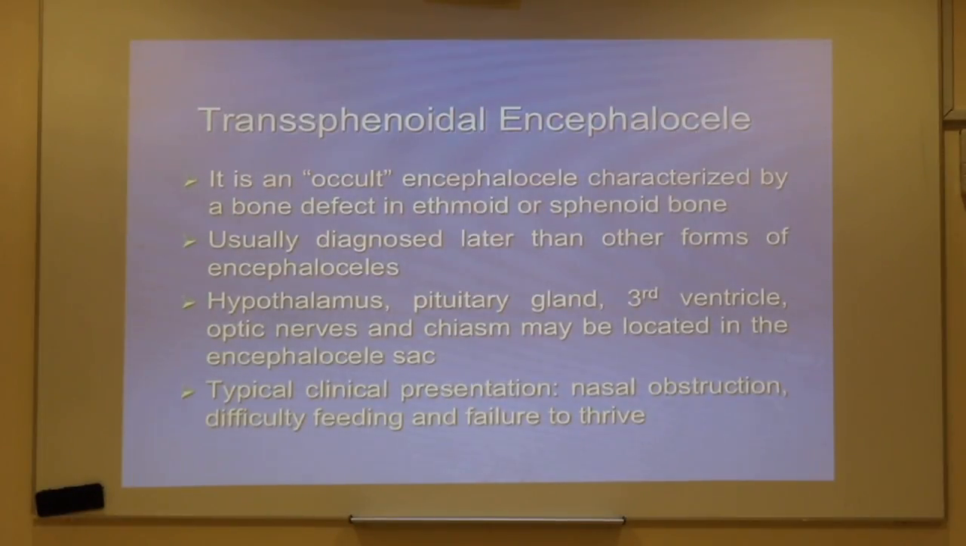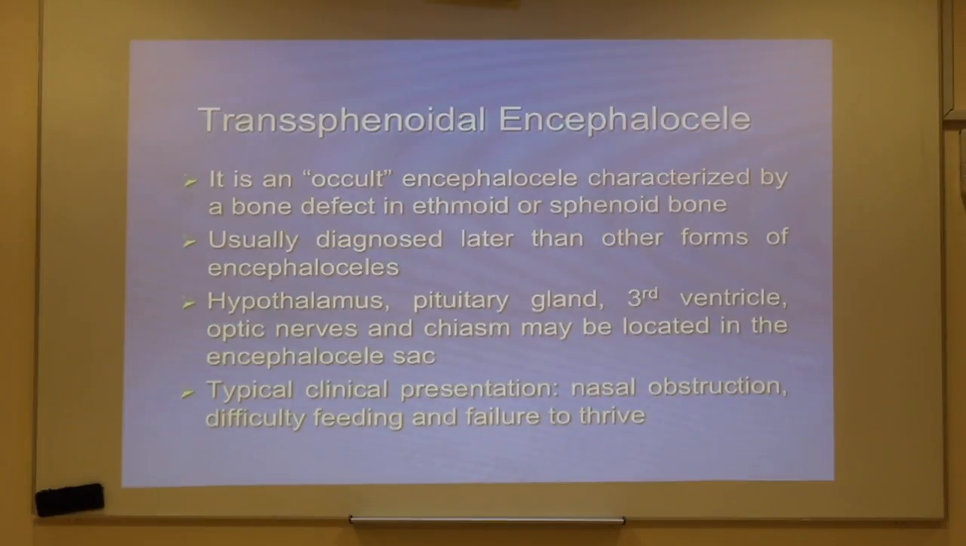So part of the hypothalamus, part of the optic chiasma, and the pituitary gland, with the meninges, is going to bulge into the nasopharynx because there is no fusion of these sphenoidal bones. This is called transsphenoidal encephalocele. But if you have an encephalocele on the skull, you can see it. If you have something in the nasopharynx, when the child is born, you cannot see it. So you call it an occult encephalocele, characterized by a bone defect in the ethmoid or sphenoidal bone, and usually diagnosed later because you cannot see it.